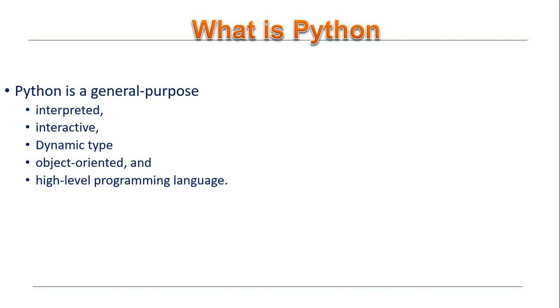Now coming to interactive, Python is an interactive programming language. What do you mean by interactive? Python scripts basically interact with the interpreter directly because it is only a small script we are writing. Those scripts directly interact with the interpreter.